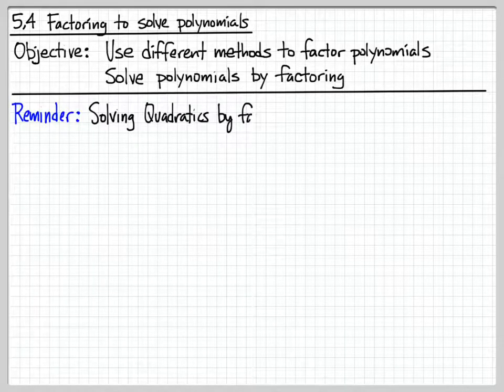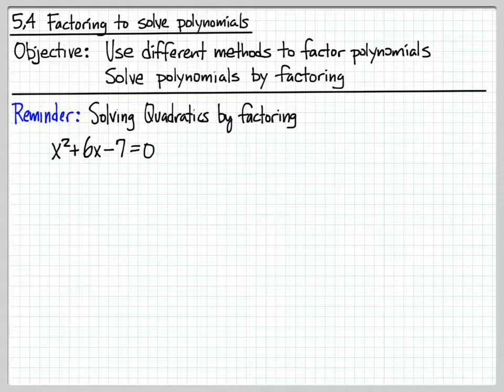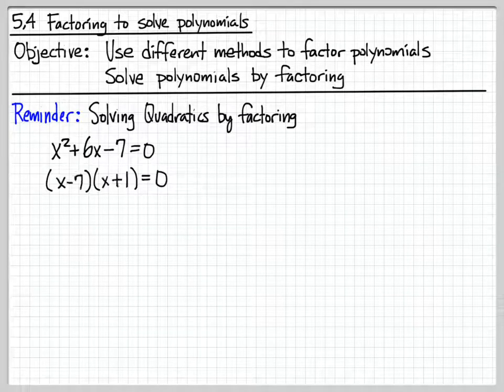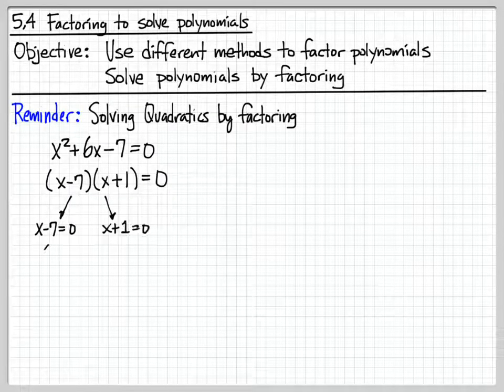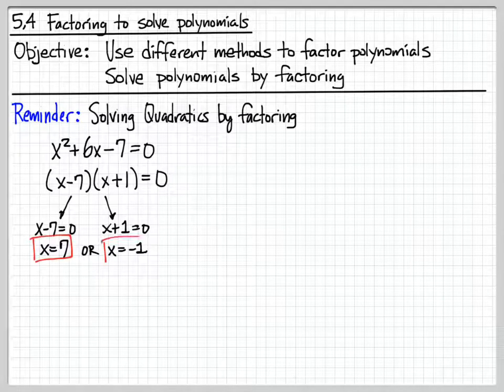When we were dealing with quadratics, we factored them. Factoring was one method of solving a quadratic. So if we had a quadratic like this, what we would do is we would factor it. In this case, it's easily factorable. And then we set either of these two terms to 0. And when x is equal to 7, or in this case, x is equal to 1, we have a solution. This is how we solve quadratics by factoring.